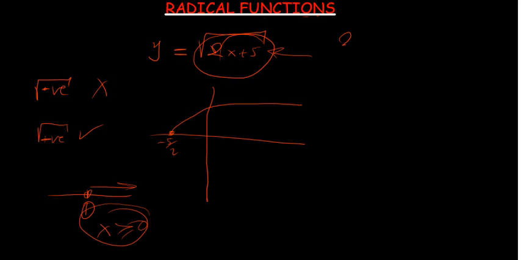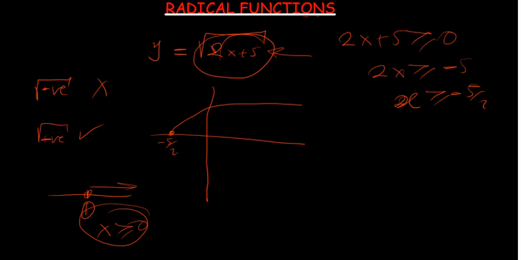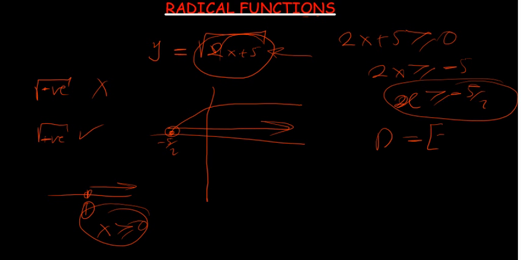So we always want the inside of the root to be positive. That means our 2x plus 5 should always be greater than or equal to 0. So our 2x should be greater than or equal to negative 5. That means our x should be greater than or equal to negative 5 over 2. Now, what numbers are greater than or equal to negative 5 over 2? We start from here, going like this. Those are the numbers. So therefore, this is the domain. We can write it like that, or we can write it as from negative 5 over 2 to infinity.